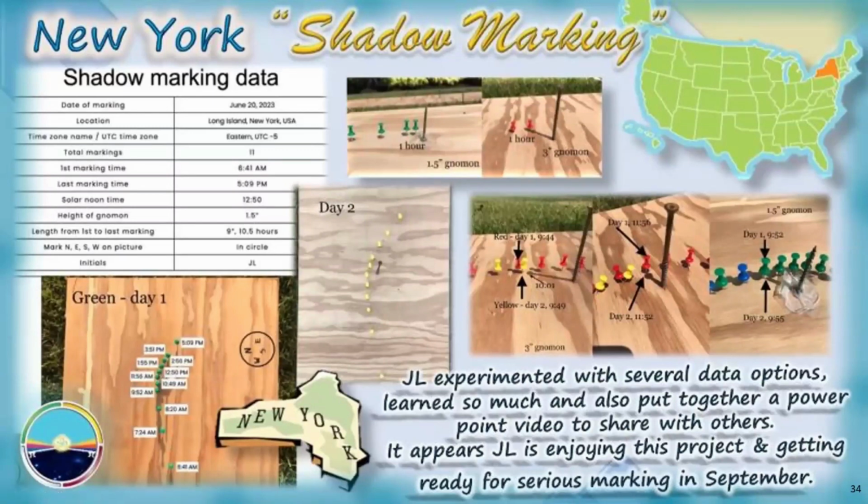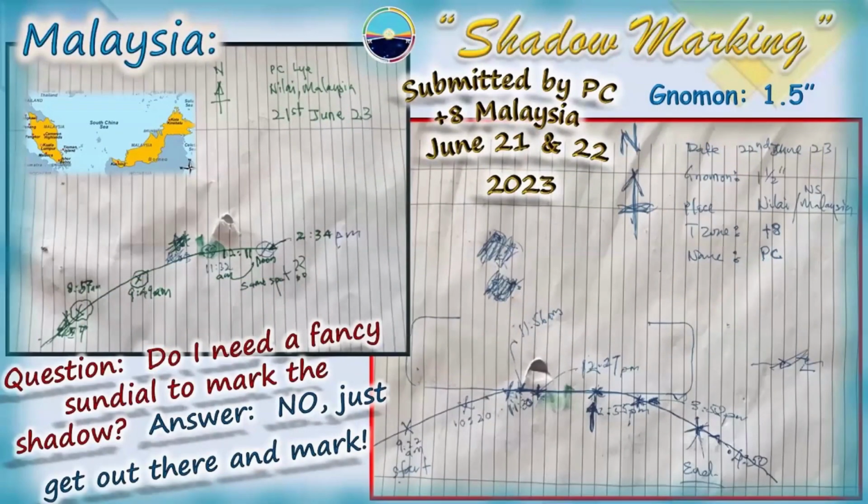She learned so much. And she also put together a really nice little PowerPoint video to share with others. And it appears to me she's enjoying this project and she's getting ready for serious marking in September. So this is June the 20th. There's still 3 months to go until basically we look for the September straight line shadows. So she's got some good practice in. And you can get hooked on this, by the way.